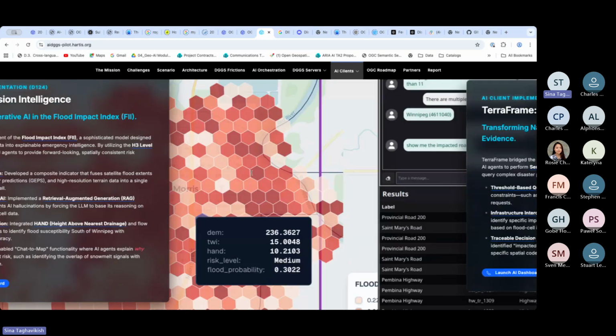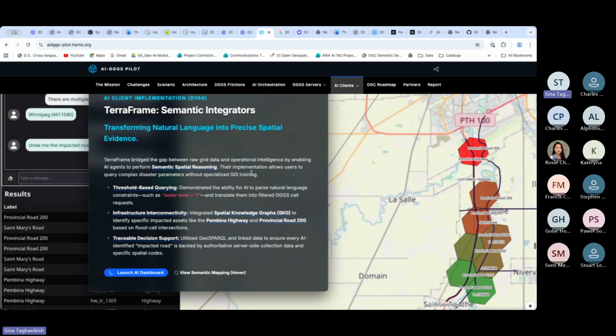It's very, very detailed. And Terraframe is actually one that I suggest you really look at, because another alternative solution we originally thought of was knowledge graphs. But we figured that the DGGS and knowledge graphs are actually complementary more than competing against each other. So adding knowledge graphs to the DGGS and this AI bunch will make it even more powerful.